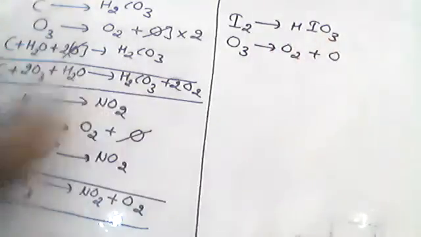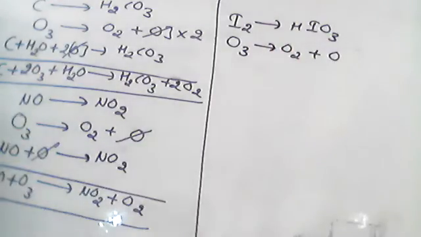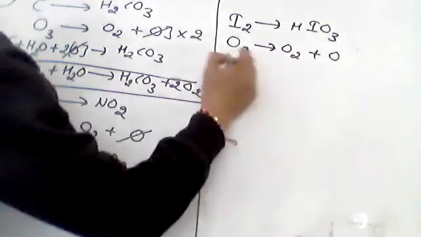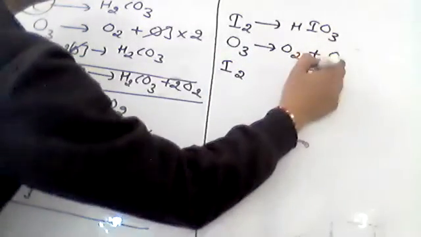O3 gives O2 plus nascent oxygen. I want to convert I2. Here I'm going to write I2 to HIO3. Let me just do it a little bit.